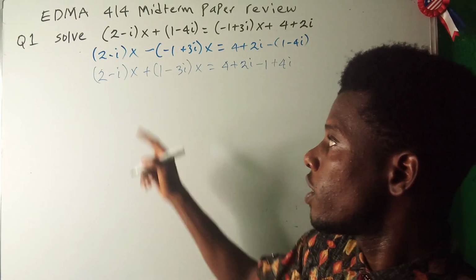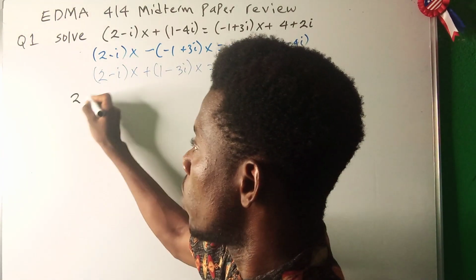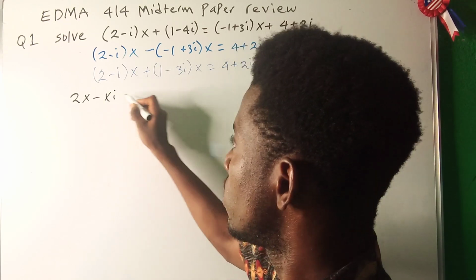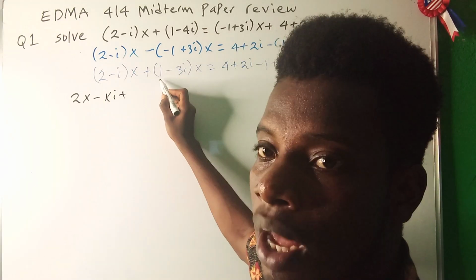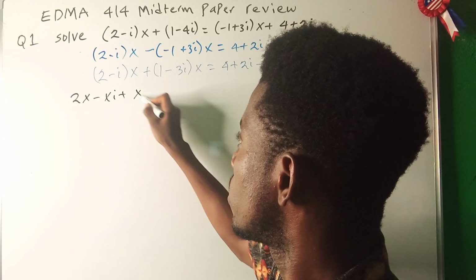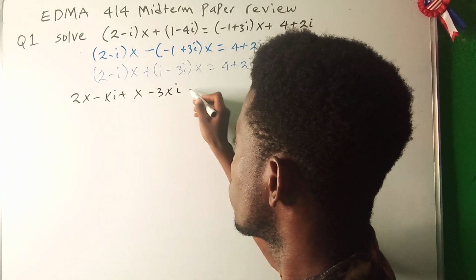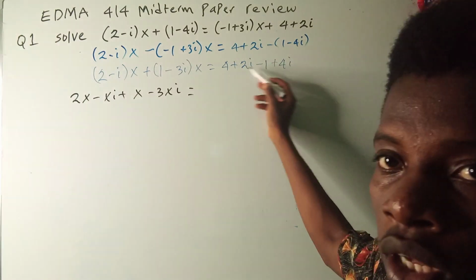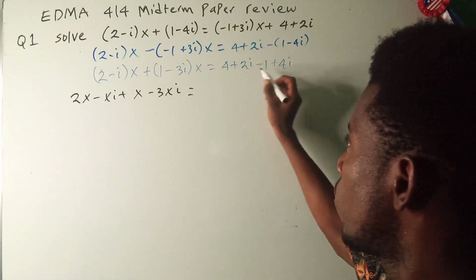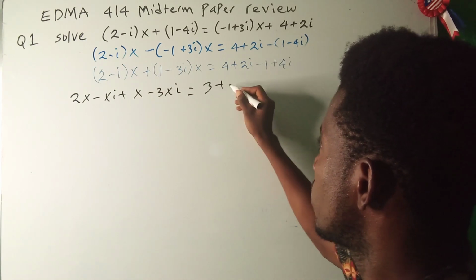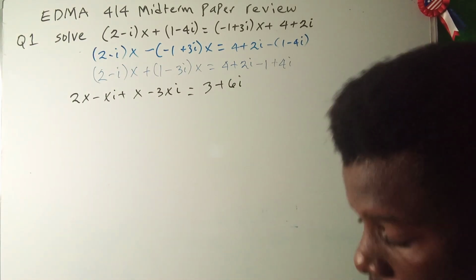So what do we have? x times 2 is 2x. x times negative i is negative xi. And we have plus x times 1, that's x. And then x times negative 3i, that's negative 3xi, equal to, we can simplify this out. 4 minus 1, that's 3, plus 2i plus 4i, that's 6i.